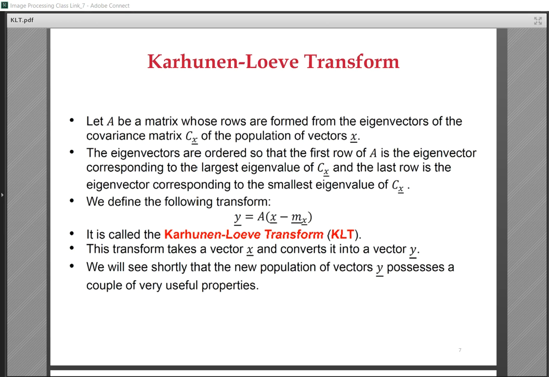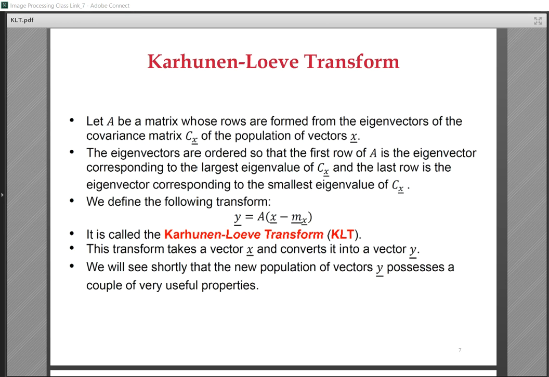And we have a covariance matrix Cx for this population of images. We have a population vector X, and we have a Cx. Cx is the covariance of that X. X contains all of the images' information: x1, x2, x3 for image 1, image 2, image 3, etc.